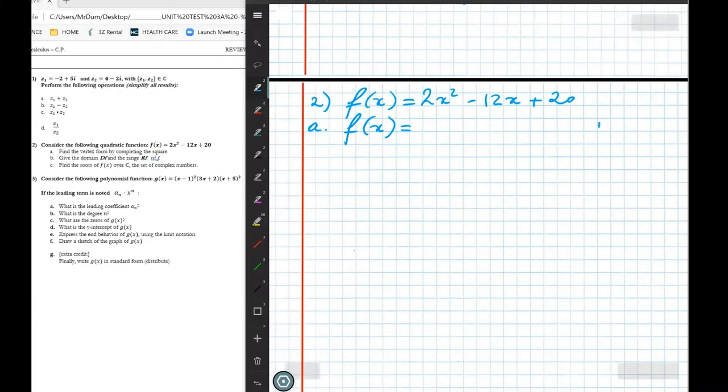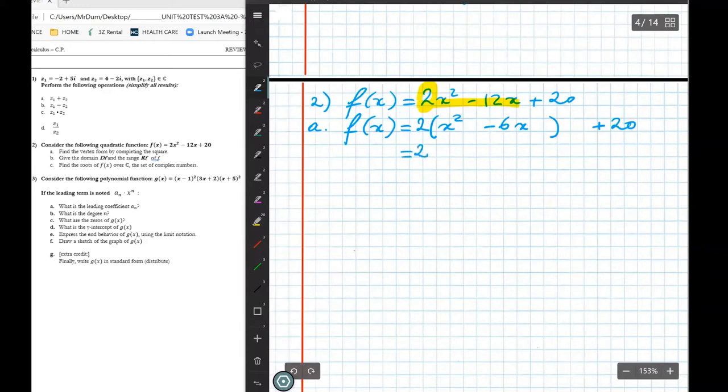So first, leave the plus 20 here for the end. You're going to focus on those two first terms. And the first thing you're going to do is to factor out a, which here is 2. So I'll have x squared, negative 12 divided by 2 is negative 6. So I'll have negative 6x.